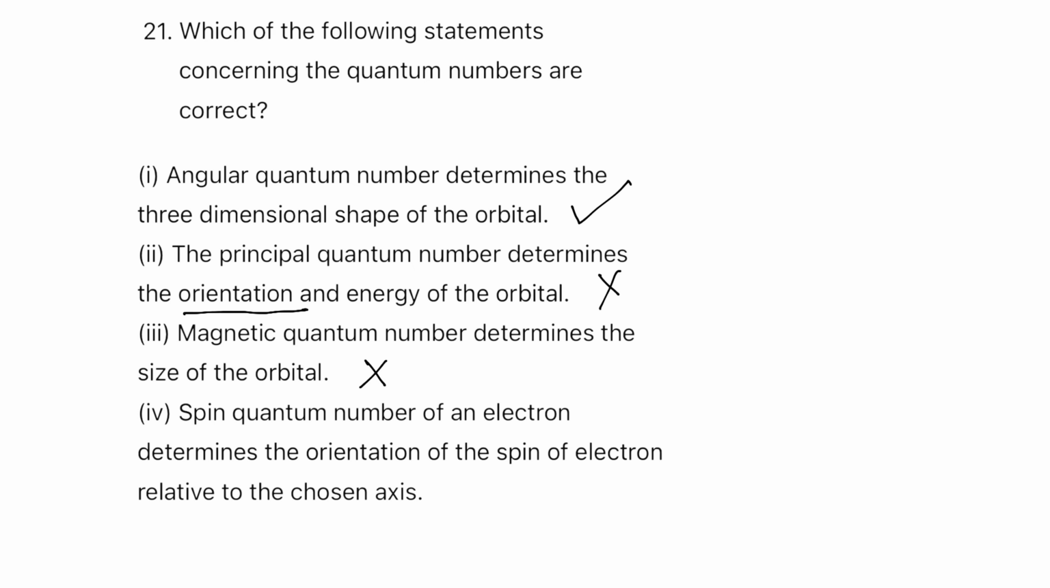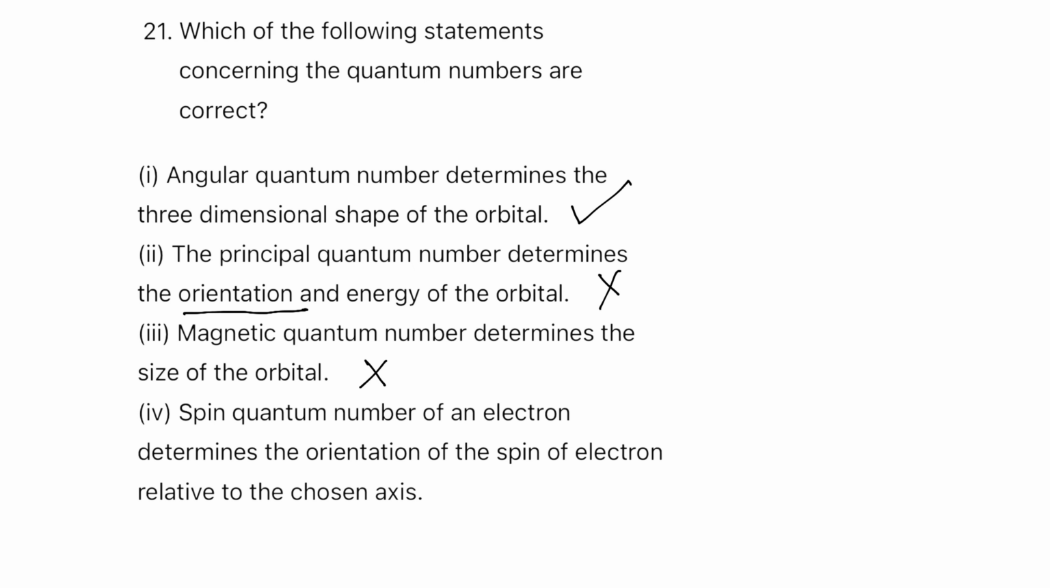For the second question, it is 4s, 3s, 3p, and 4d. We can write the n plus l values. So for 4s, what is the n plus l value? The n value is 4. For s, the l value is 0, so it is 4. For the second one, the n value is 3.